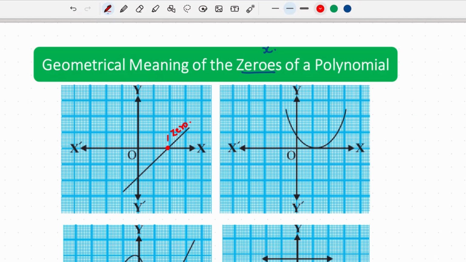In the second graph, you can see it is U-shaped, which means it is a quadratic polynomial. And for this too, you can see it is touching the x-axis at just one point, which means here also the number of zeros is just 1.